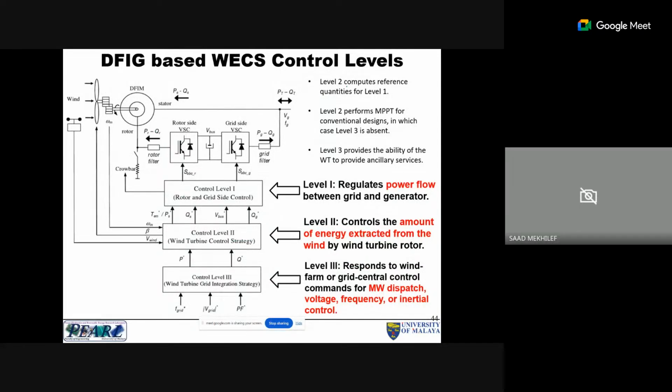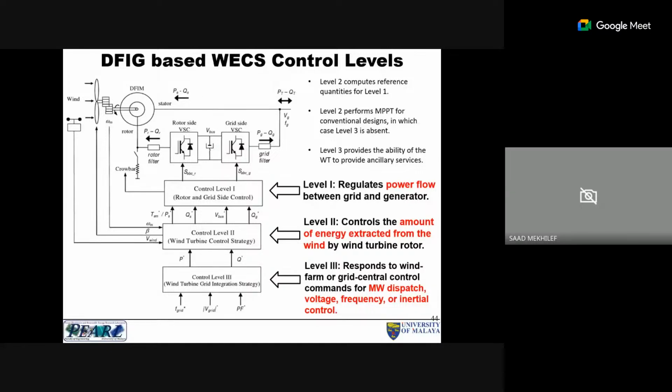Okay, let's look into the control part. I think that's quite the most important part in wind energy systems. So let's start with the DFIG. We have seen this topology before: the power converters, and the stator is connected to the grid, and then we have the two converters, the rotor side and the grid side.